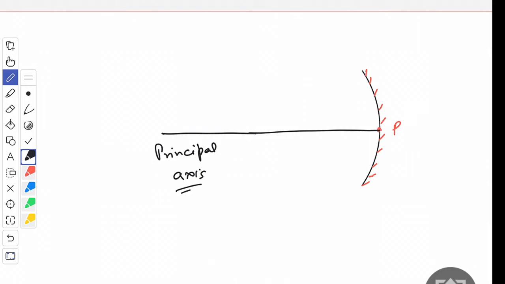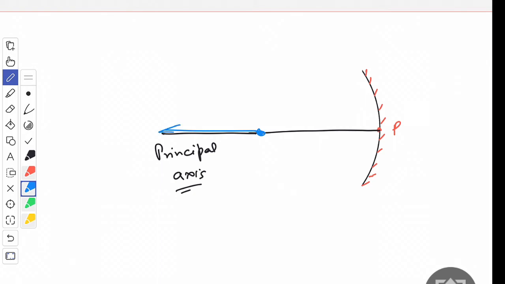Now here's a question, and I'll give you time. I'll not give you the answer. You have to think and tell me. Let's say there's an object, some point object. The object was, let's say, here, and then I move the object behind.